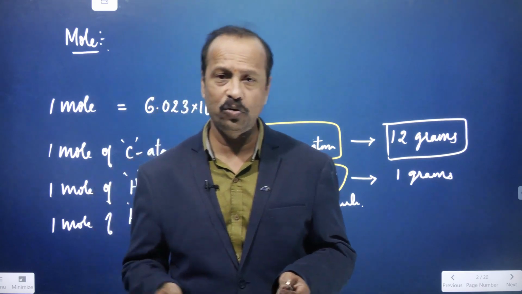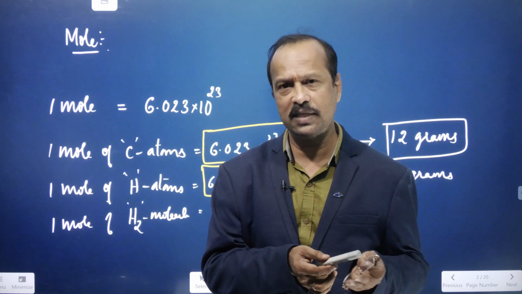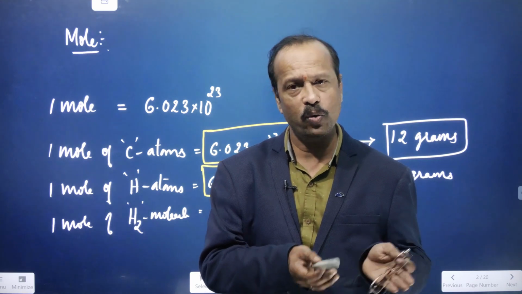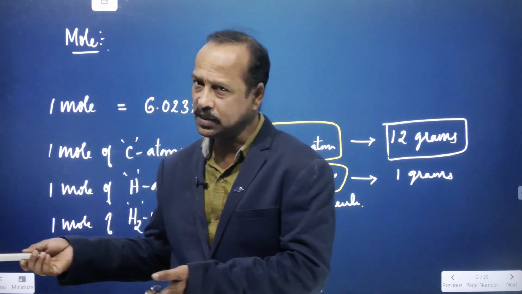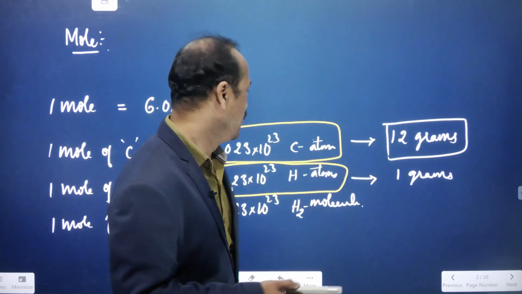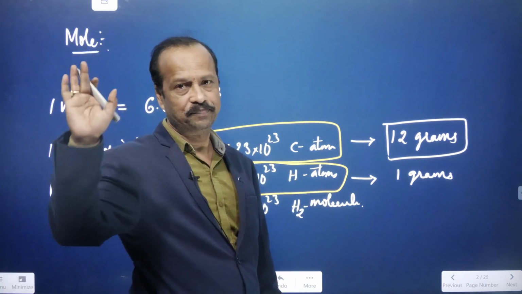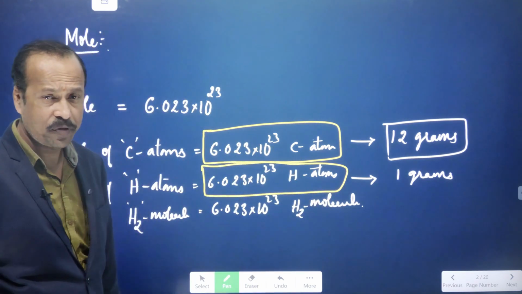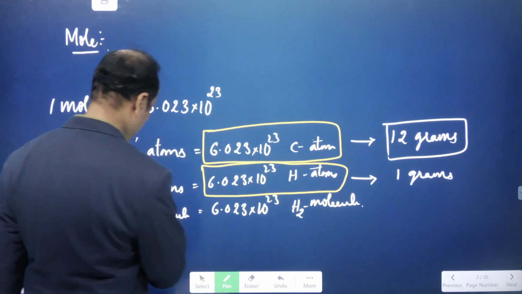Now, for example, if I go to the shop and ask for 1 dozen pens, do 12 pens weigh the same? No, the weight of 12 pens is different and the weight of 12 bananas is different. Yes or no? So similarly, here the number remains the same, but the mass will be different.